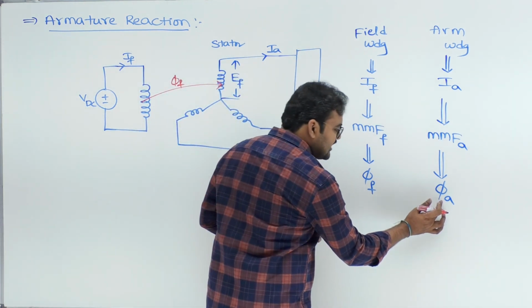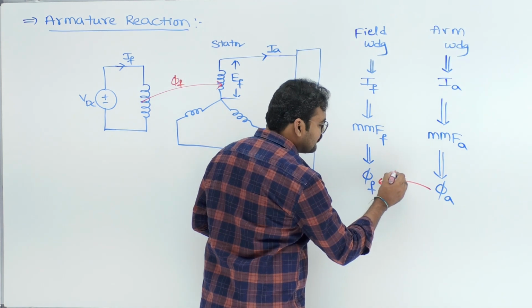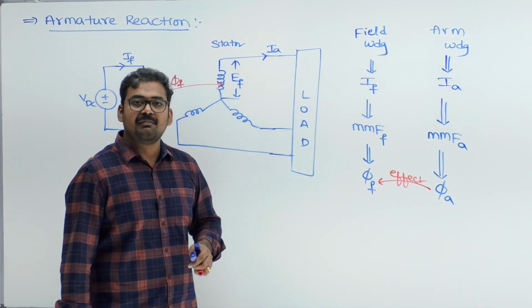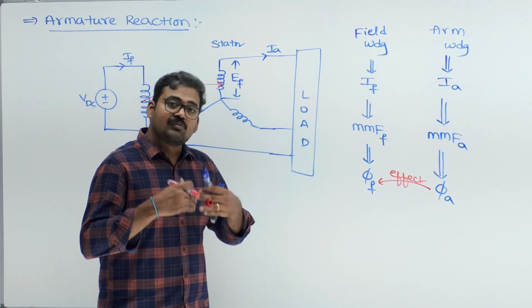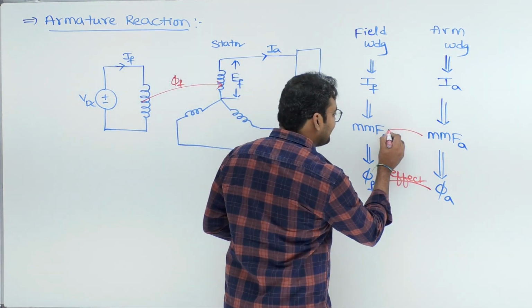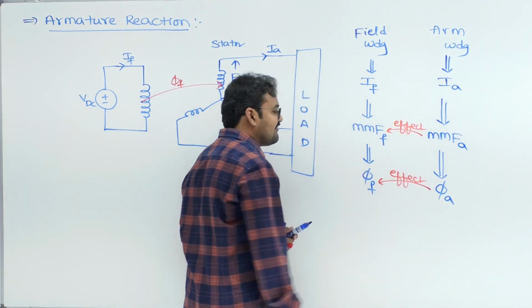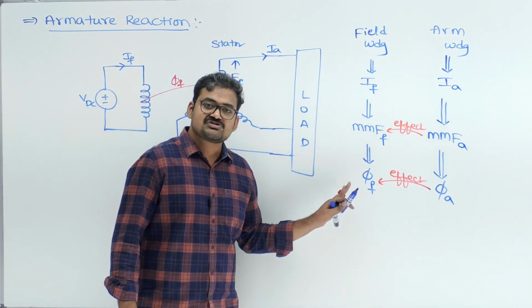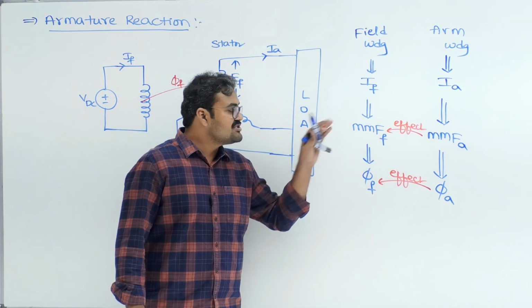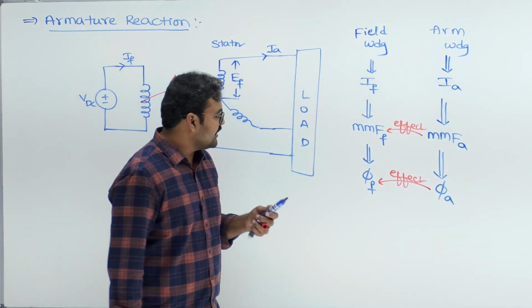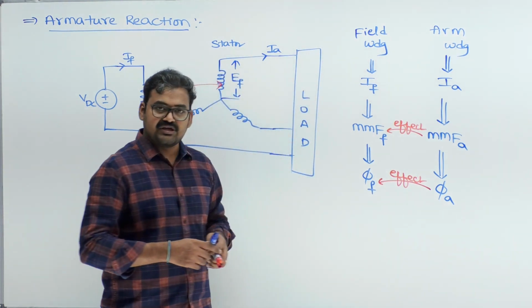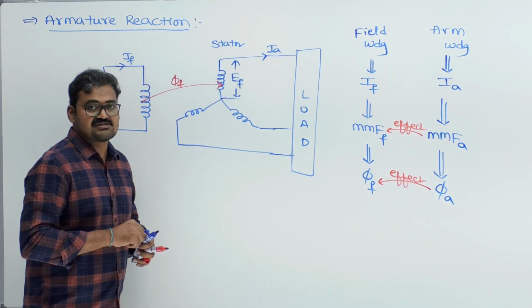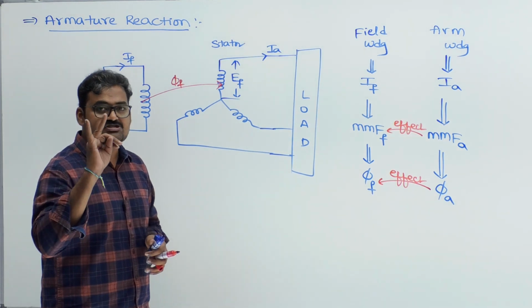Now, the effect of this armature flux on main field flux is what we will call armature reaction. Armature reaction means the effect of armature flux on main field flux. You can give one more definition also for armature reaction: the effect of armature MMF on main field MMF is also called armature reaction. We can give any definition here: the effect of armature flux on main field flux, or the effect of armature MMF on main field MMF. So that is the basic definition for armature reaction. Therefore, under loaded condition, how many fluxes will be available in the machine? Two fluxes. One is main field flux, another one is armature flux.